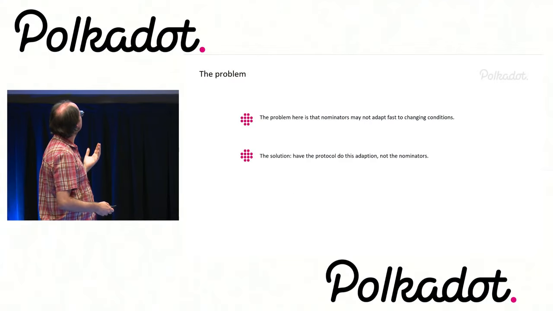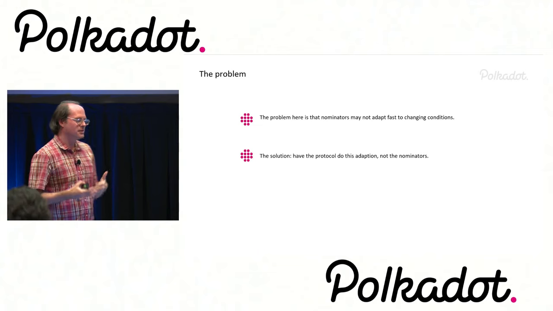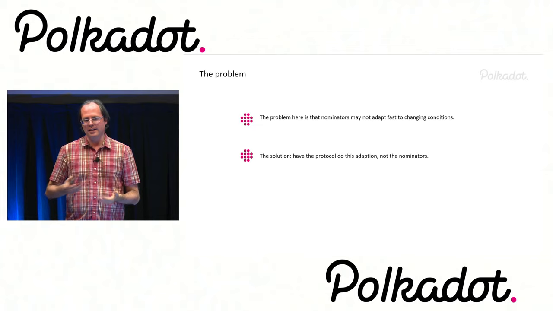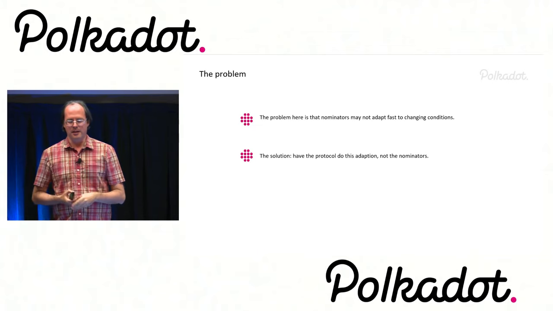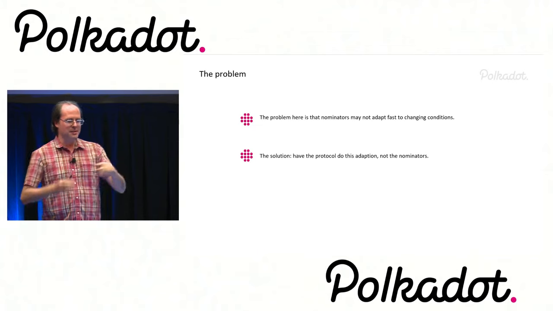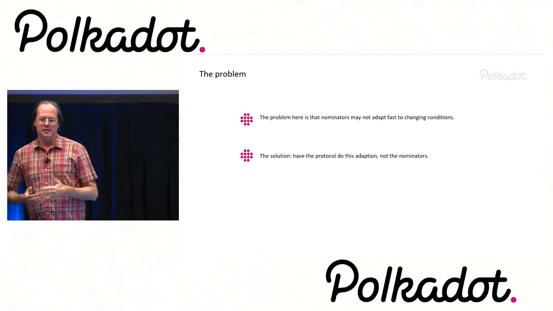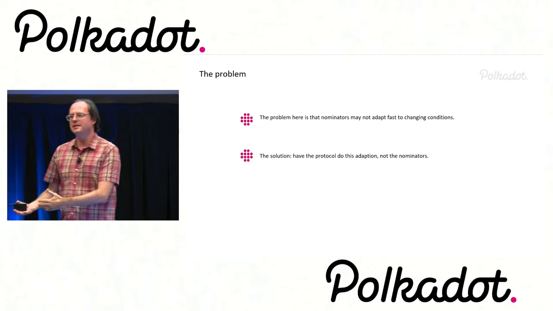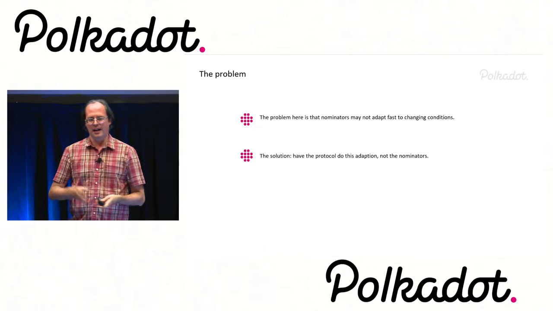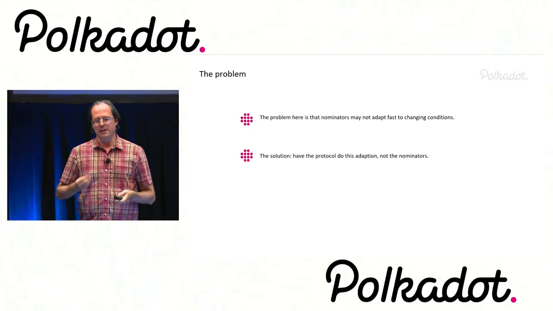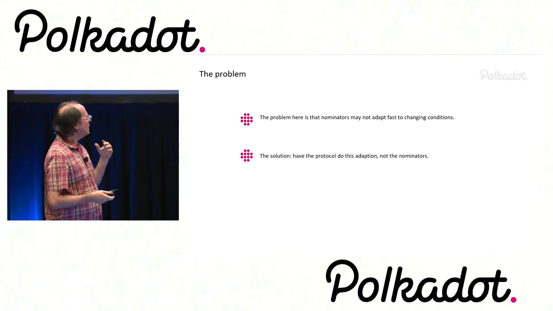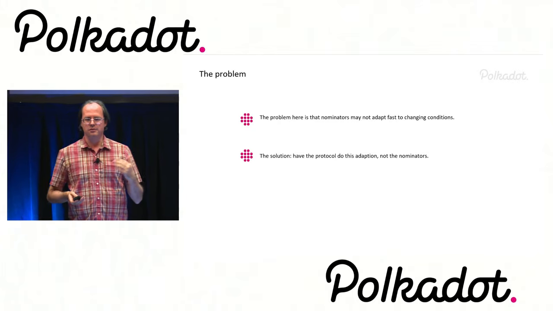And one of the problems here is that I don't expect nominators to be that active. And they might not react fast to changing conditions. So in this case, maybe someone's backed a lot less than others. It'll take a while before the economics makes it even. And then when things change, the guys at the bottom are not going to be backed very much if anyone drops out, and especially not if they're slashed. So what we really want is to have the protocol doing this adaptation for us.